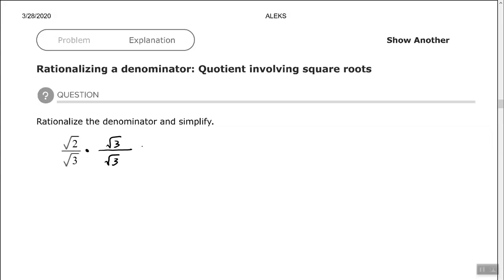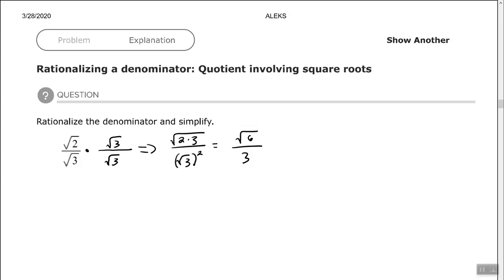Okay, so now I have the square root of 2 times the square root of 3 in my numerator, so I can put those underneath one radical. And then I have the square root of 3 times itself in my denominator, so that's the same thing as the square root of 3 squared. So now I end up with the square root of 6 all over 3.